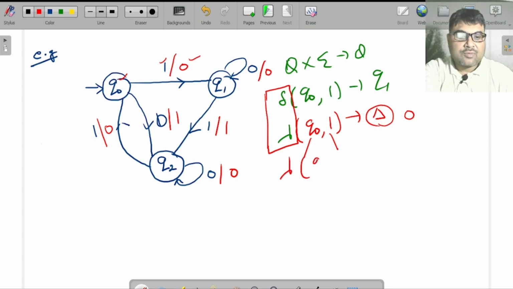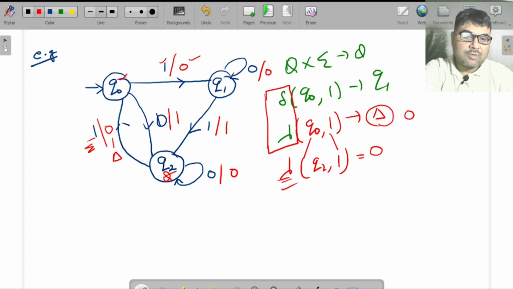Let's say you are at Q2 and you give the input 1. What is the output? Because the output function here takes Q2 and the input. This is the Q from the set Q, this is sigma, and here it is delta. So you get 0. In this way we can understand this.